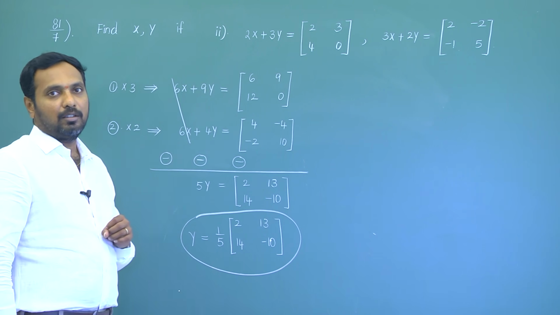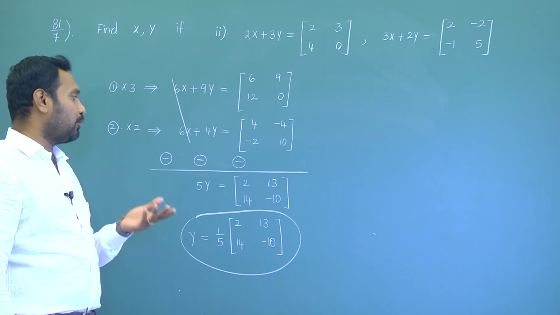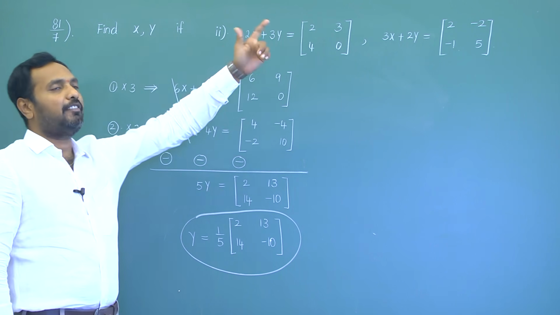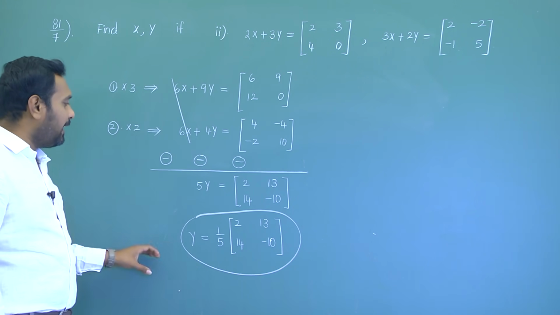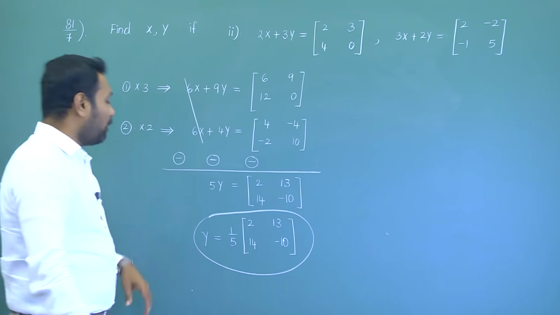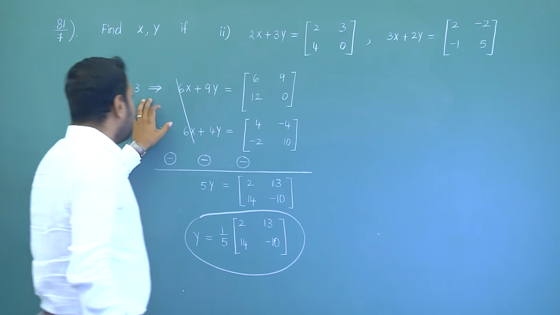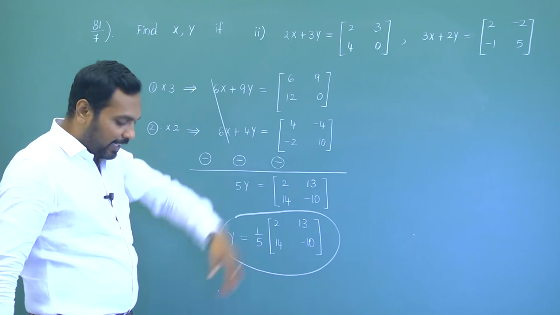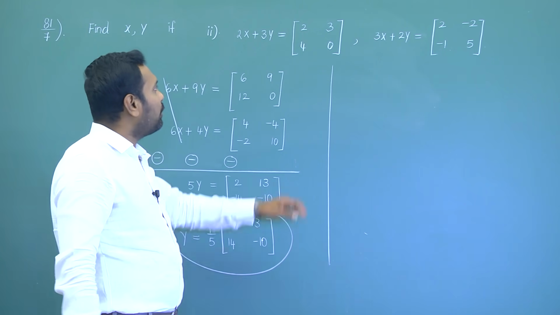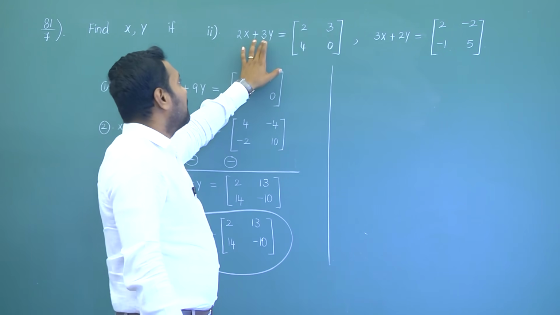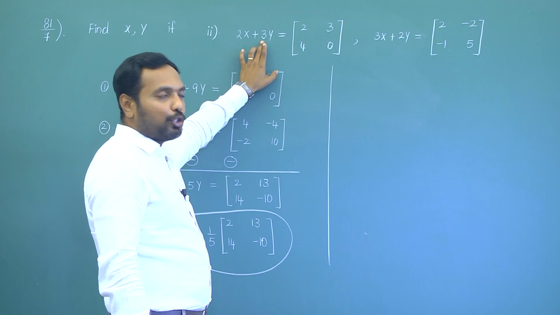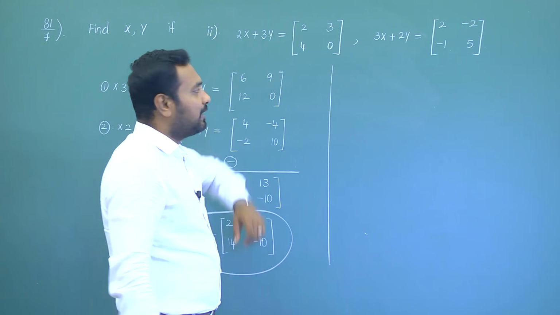In previous classes, what you learnt of solving linear equations, after getting the Y variable value, if you substitute in any one equation you will get the X variable value. But here, as it is a matrix, the simplification will be different. So that's why, in the first case I made the X coefficient the same, in the second case I make the Y coefficients the same. To get the Y coefficient the same in these two equations, the LCM of 3 and 2 is 6. Equation 1 must be multiplied with 2. Equation 2 must be multiplied with 3.